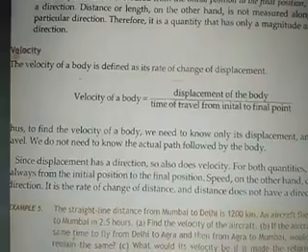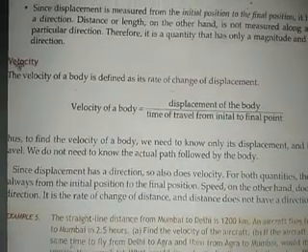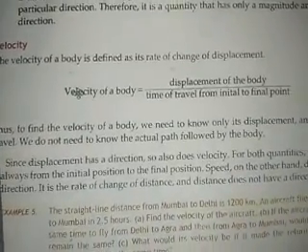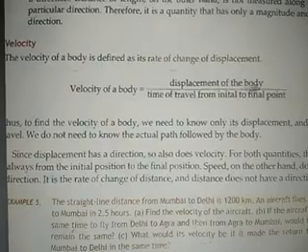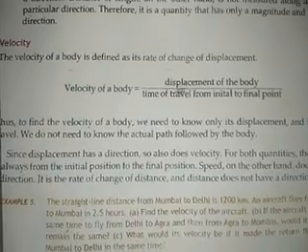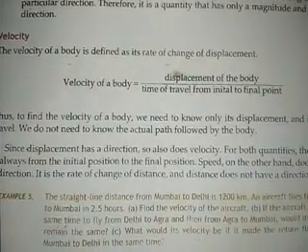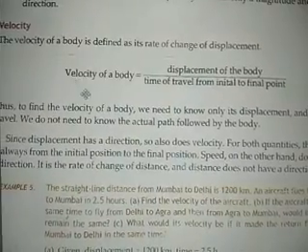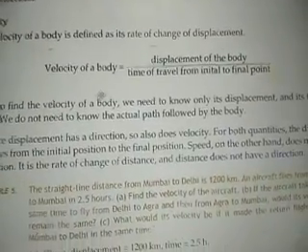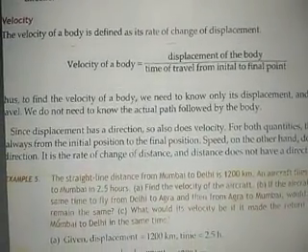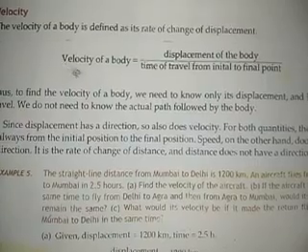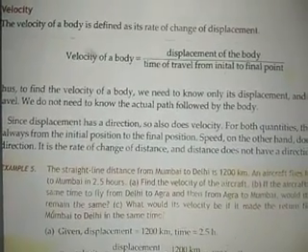After speed, let us learn about velocity. Velocity is defined as rate of change of displacement, and velocity is given as the displacement of the body divided by the time of travel from initial to final position. Displacement is a vector quantity because it has magnitude as well as direction, so velocity is also a vector quantity. Speed is a scalar quantity and velocity is a vector quantity. The SI unit of velocity is the same as speed, meter per second.